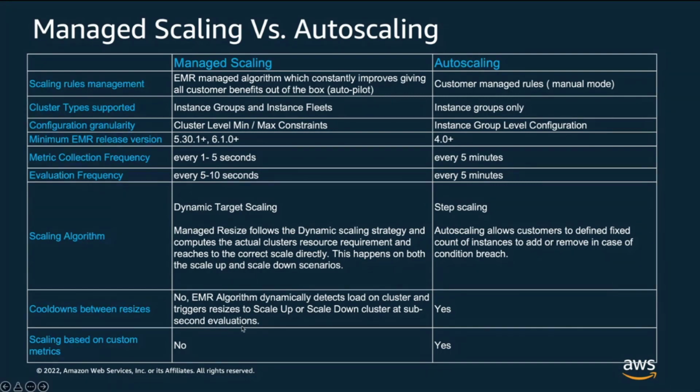The cooldown period between resizes for managed scaling is almost negligible, and you will see the changes happening very quickly. But in auto scaling, it takes time. It has some cooldown period. But if you want to go with DIY-type metrics, definitely auto scaling is the better option. But if you want to rely on the Amazon managed algorithm, then managed scaling is the way to go.